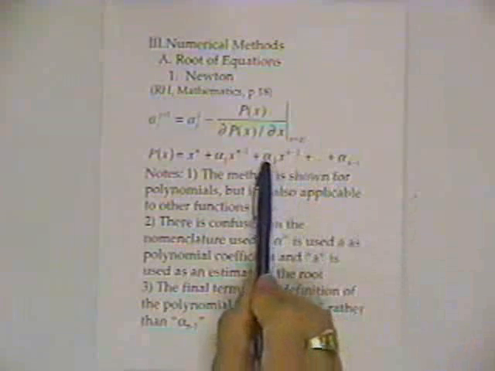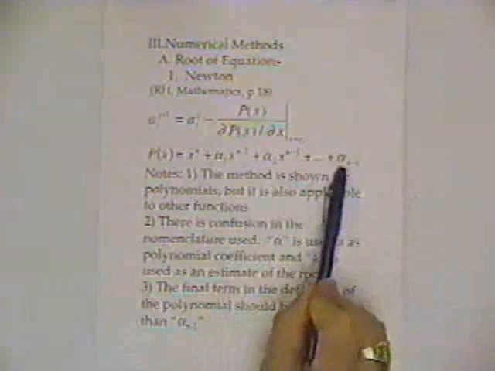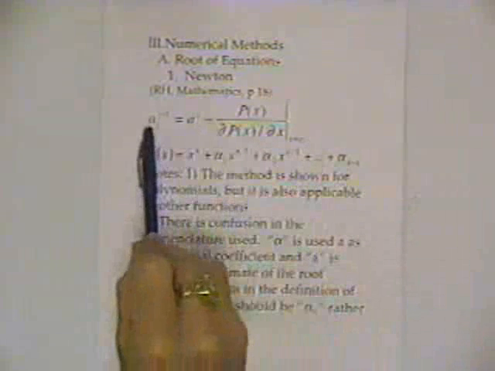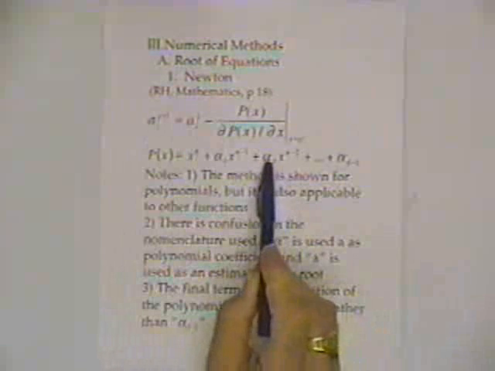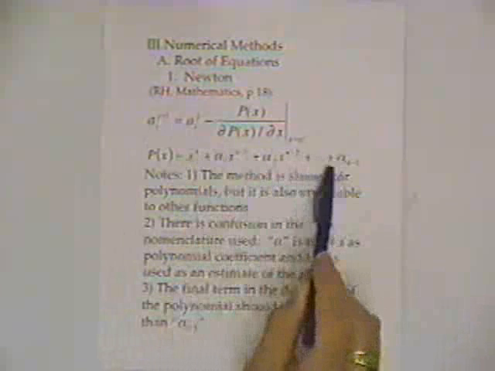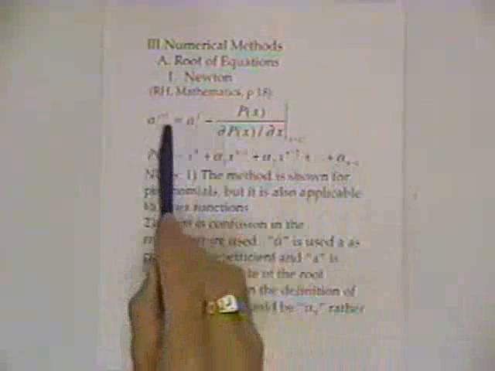A couple of notes about this equation. First of all, it is presented as being specific for polynomials, but it could really be applied to any function of x. There's also unfortunate confusion in the nomenclature, so I'm just going to point this out to help you be sure. The manual uses alpha to represent these coefficients in the generic polynomial, and uses a to represent an estimate for the root. All right, those are different things.